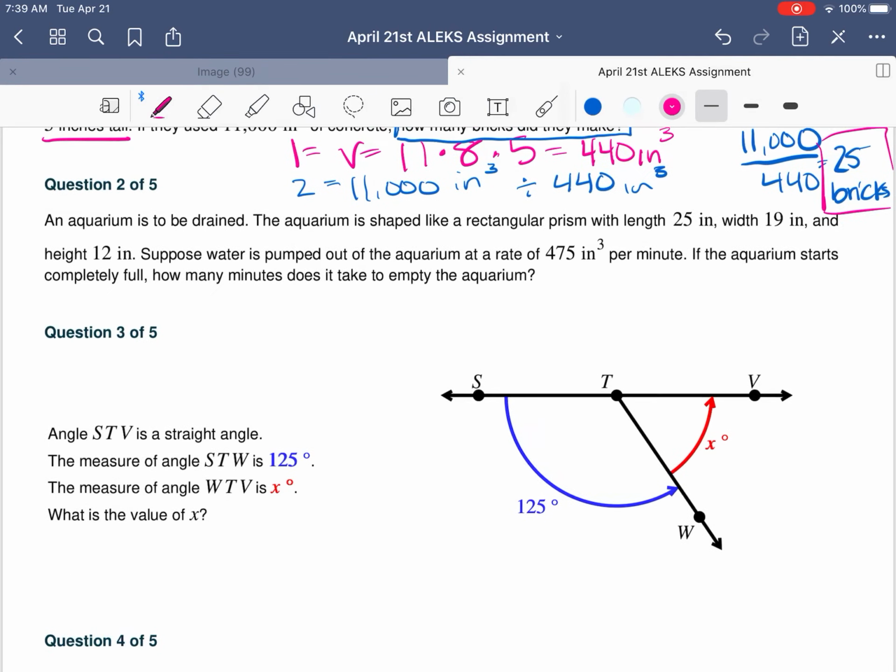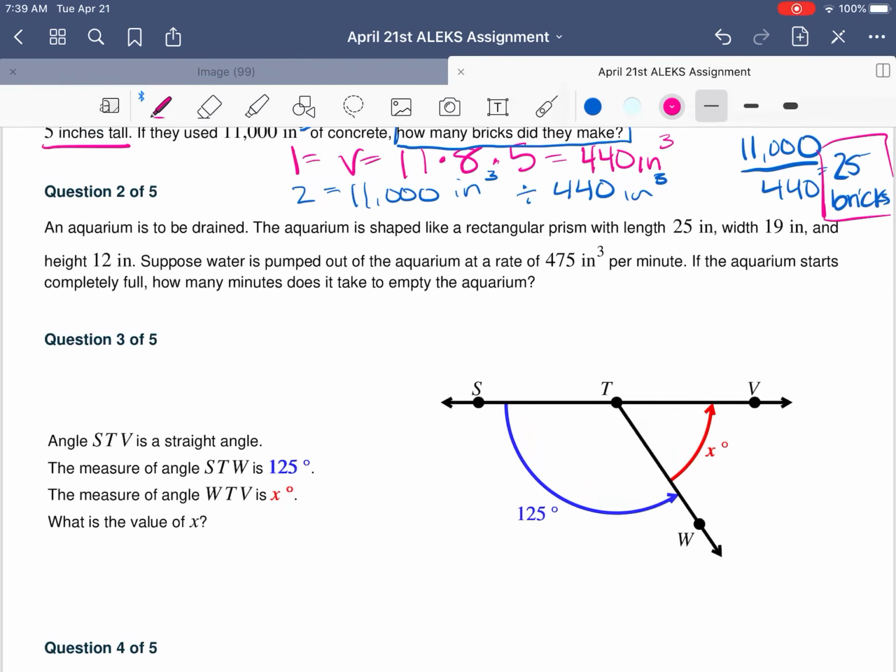Number 2, an aquarium is to be drained. The aquarium is shaped like a rectangular prism with a length of 25, width of 19, and height of 12 inches. Suppose water is pumped out of the aquarium at a rate of 475 inches per minute. If the aquarium starts completely full, how many minutes does it take to empty the aquarium?